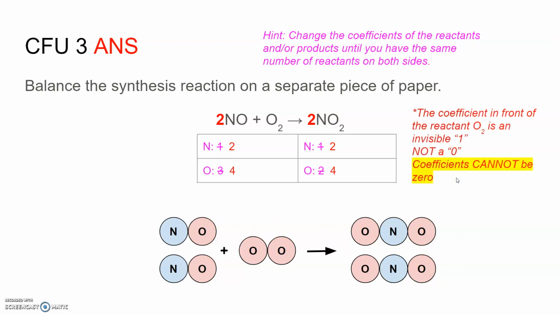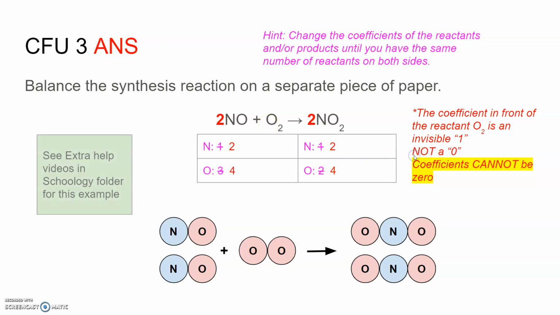All right, so I just want to emphasize here that the coefficient in front of O2 is an invisible 1, not a 0. Coefficients cannot be 0. And finally, if you want to see this work done out, there's an extra help video in the Schoology folder.